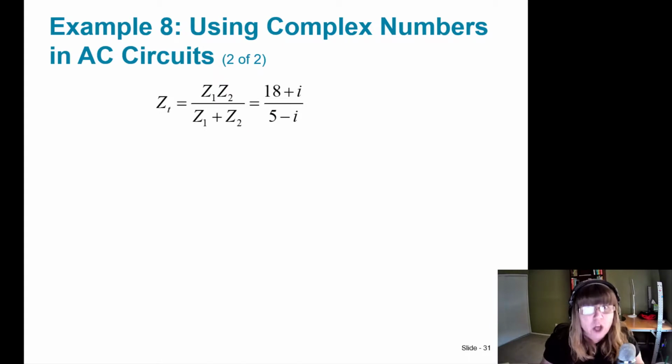To do division of complex numbers, I need to multiply by the conjugate. It would have been very messy to try to do it when it was all kinds of Z's and lots of components. By reducing it first to a single complex number divided by a single complex number, it makes it a little bit easier. So let's now multiply by the conjugate: 5 plus i, 5 plus i.